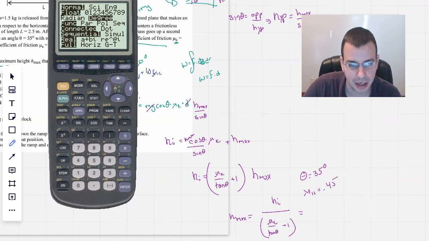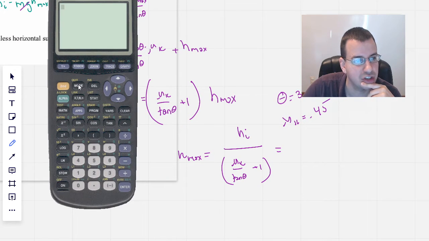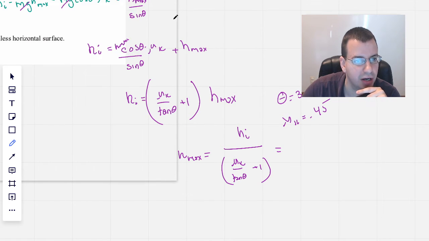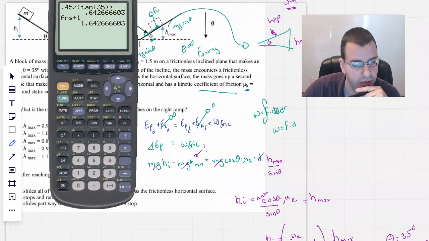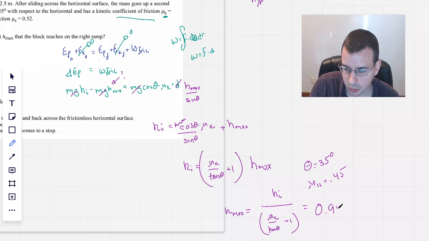So I'm going to start at the bottom of the equation, just to keep everything straight. So we have mu k, which is 0.45, divided by quantity tangent of 35. Is that good? Yep. We'll add 1 to that, and then we'll do h initial. What is h initial? 1.5? 1.5 divided by second answer, and I get 0.913, and then this will be in meters.